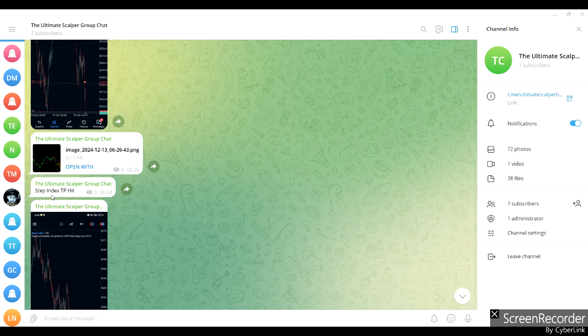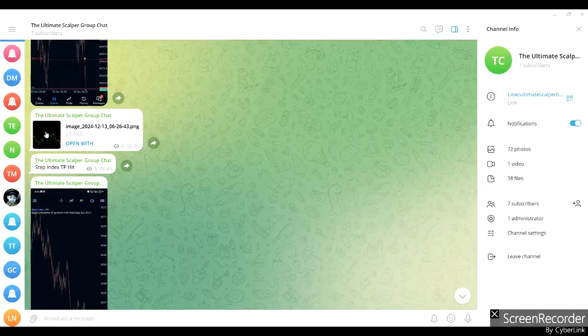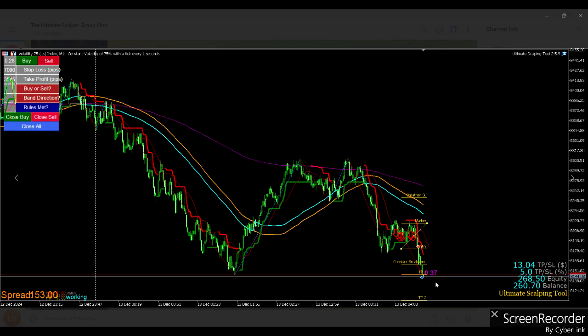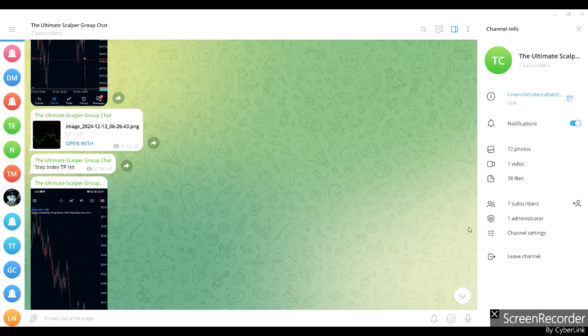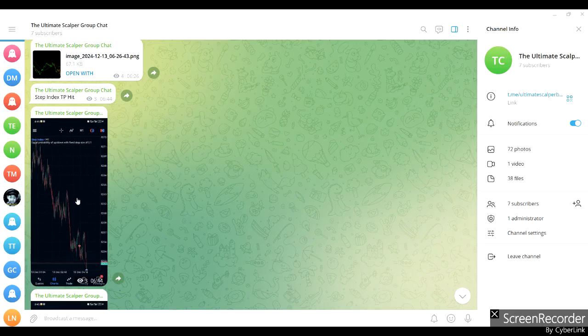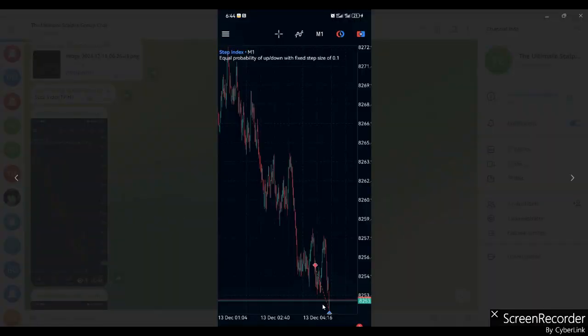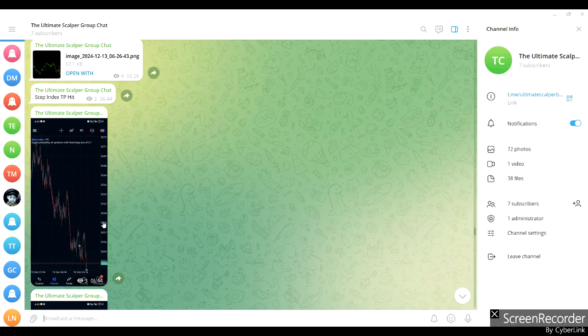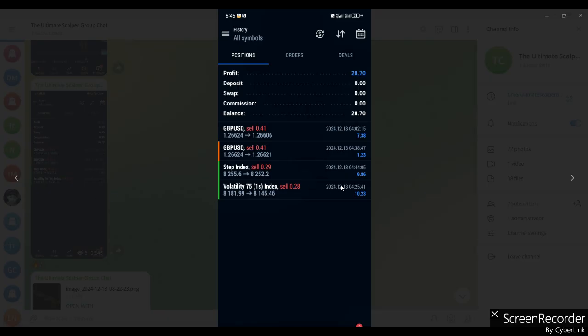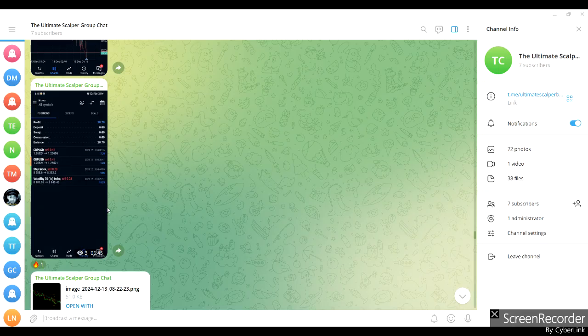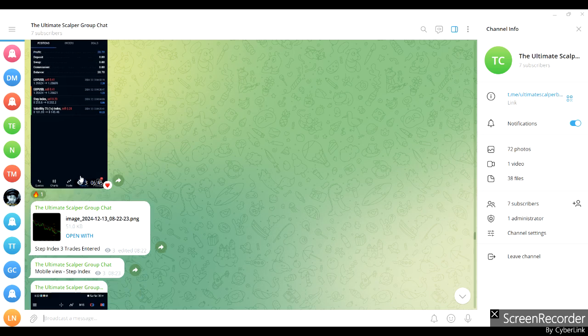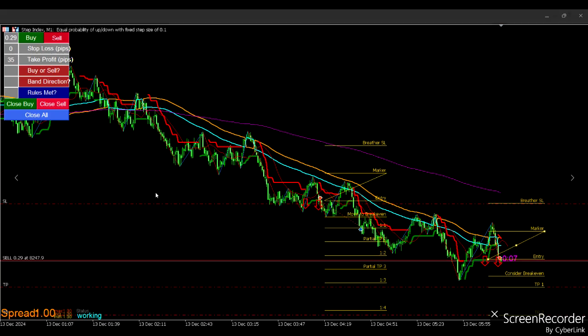And then step index that we were also trading, this is volatility 25, the one that went and hit the first TP. And then step index also hit its TP. Here it is, TP hit, and this was my balance at this point, $20 at 6.45. I was $28 up, and then I got another entry.